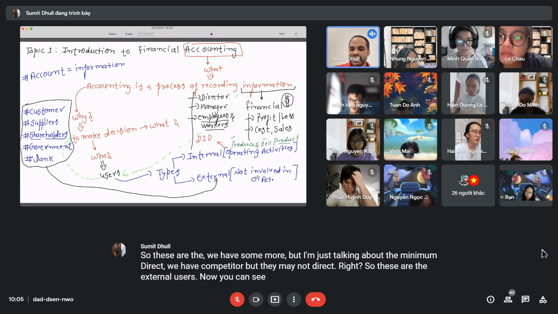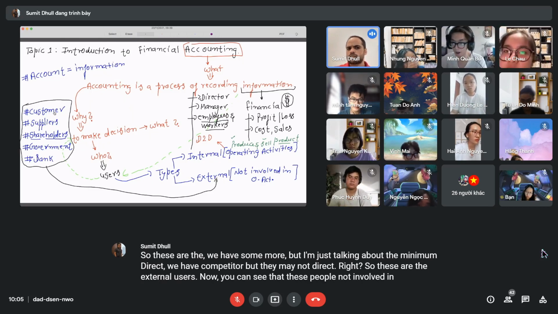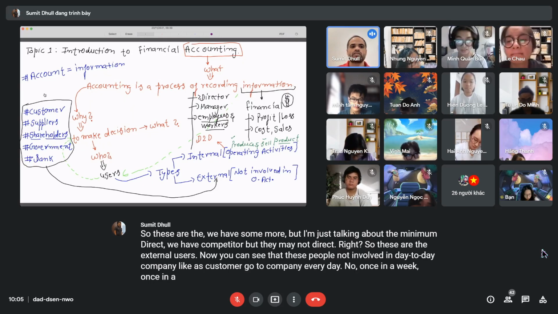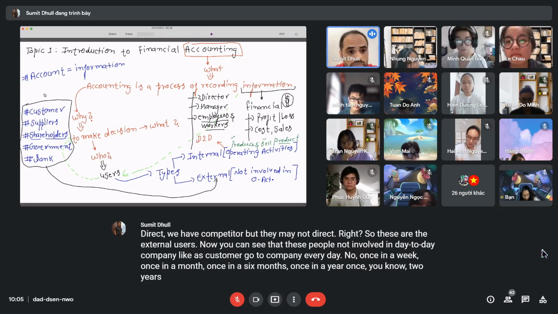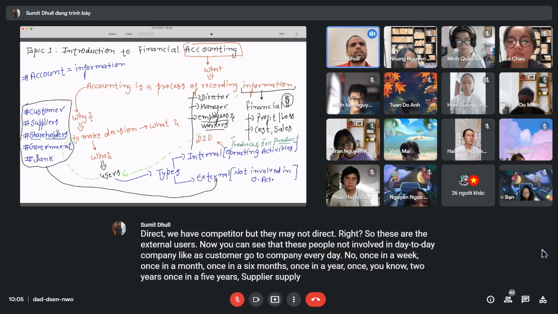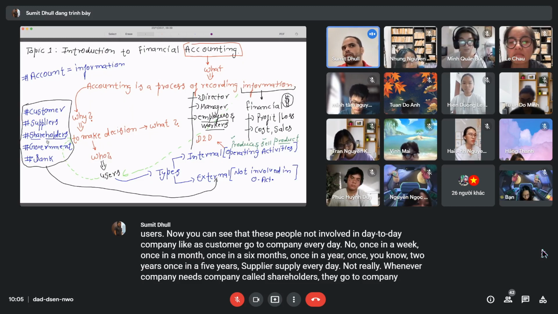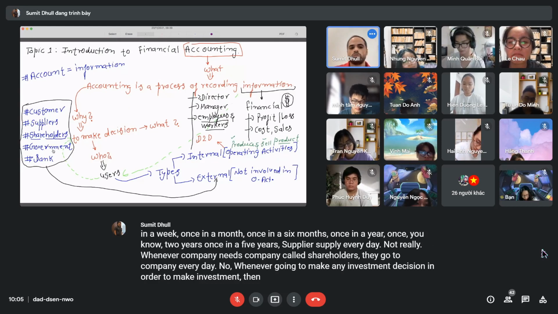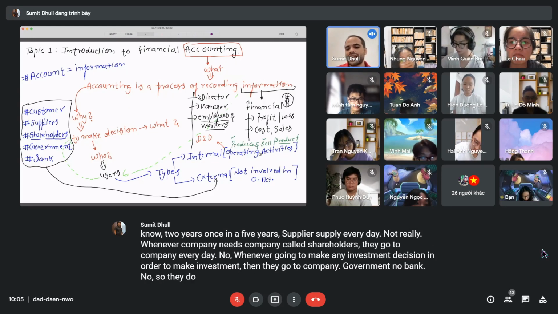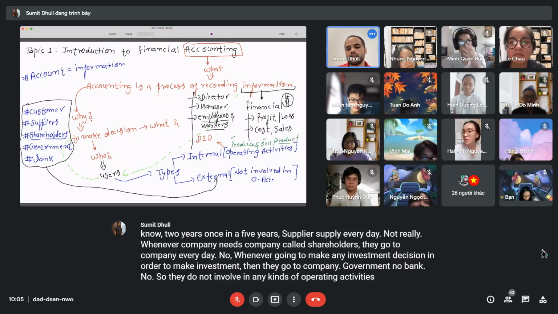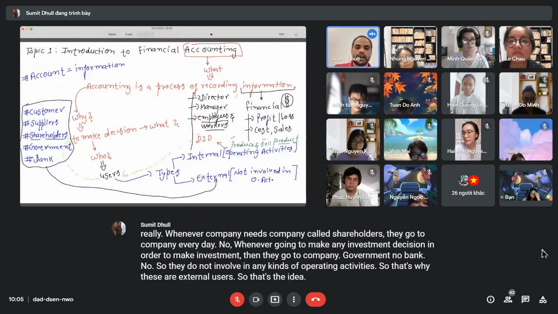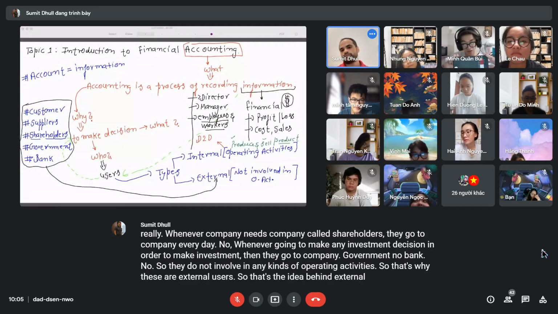Now you can see that these people are not involved in the day-to-day company, like a customer going to the company every day? No. Once in a week, once in a month, once in 6 months, once in a year, once in 2 years, once in 5 years. Supplier, supply every day? Not really. Whenever the company needs, the company calls. Shareholders, do they go to the company every day? No. Whenever they are going to make an investment decision, then they go to the company. Government? No. Bank? No. So they are not involved in any kind of operating activities. So that's why these are external users. That's the idea behind external users.